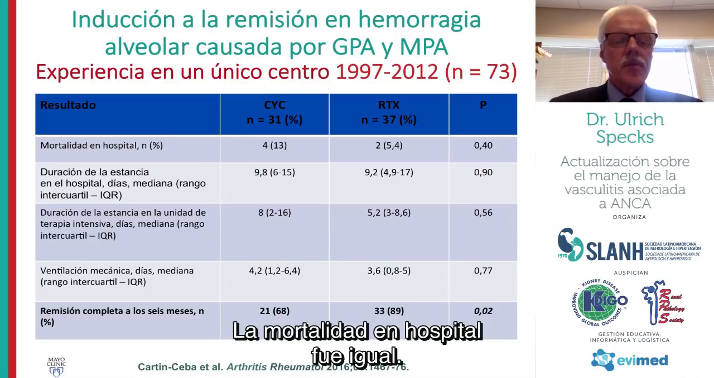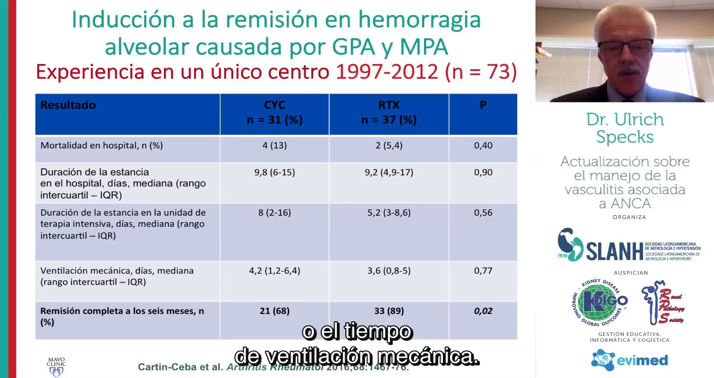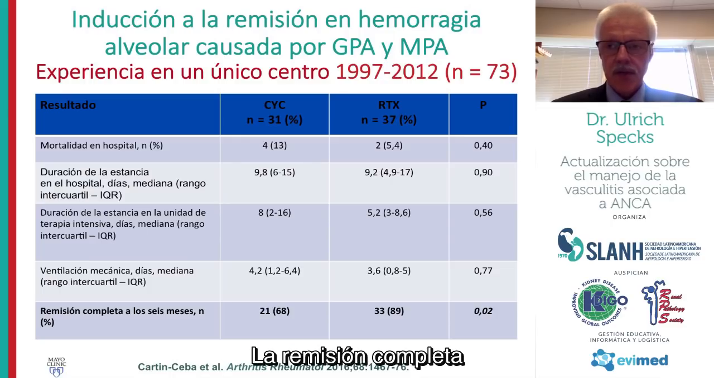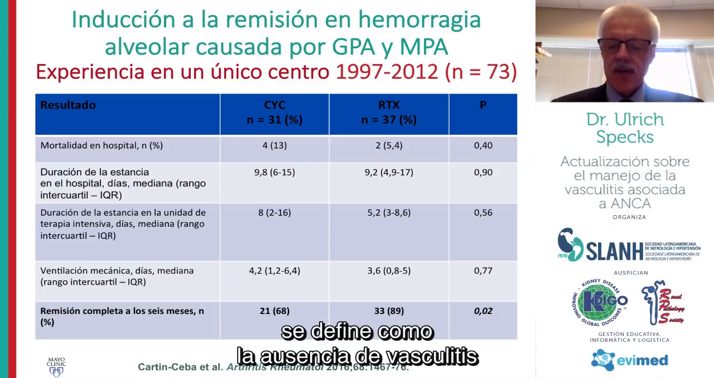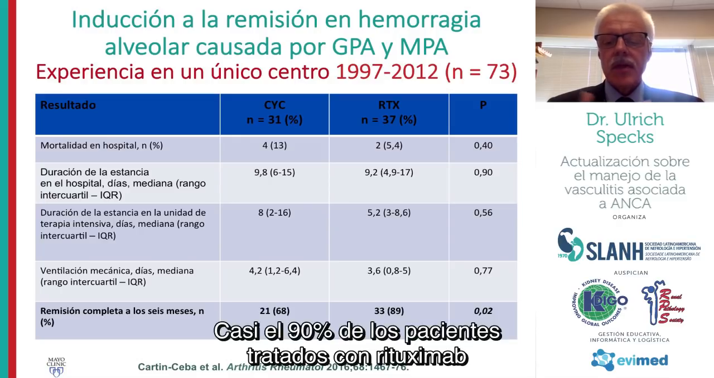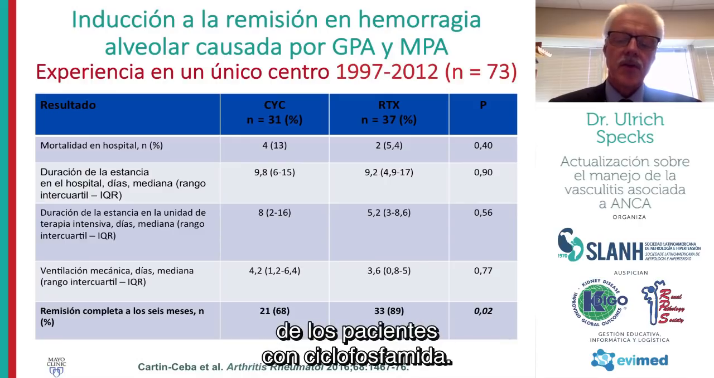The hospital mortality was the same. The hospital length of stay was the same. So was the intensive care unit length of stay or the time spent on mechanical ventilation. However, what was different was the rate at which patients achieved complete remission by 6 months, complete remission being defined as having no vasculitis activity and having completed the glucocorticoid taper to 0. Almost 90% of the patients treated with rituximab achieved that outcome compared to almost 70% of patients treated with cyclophosphamide.